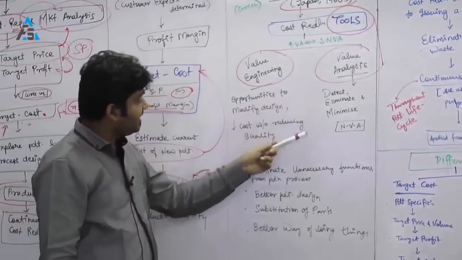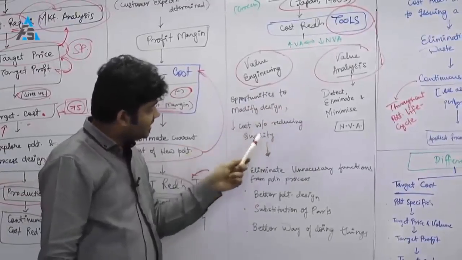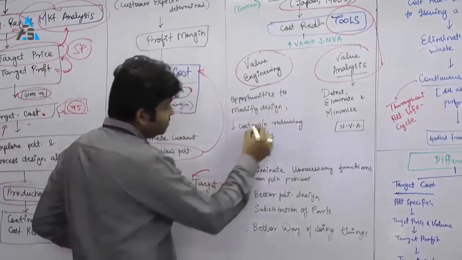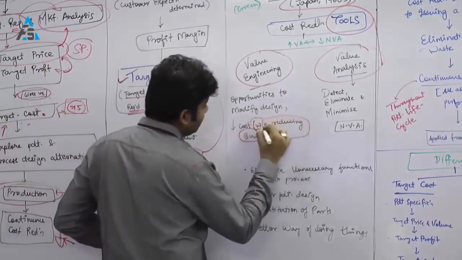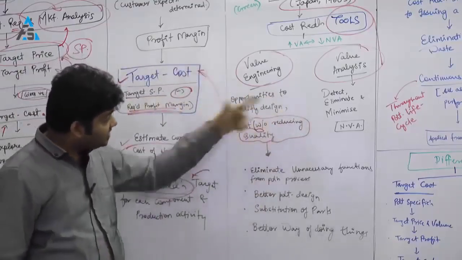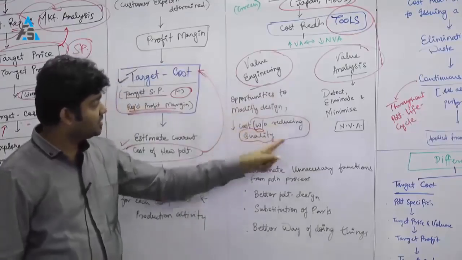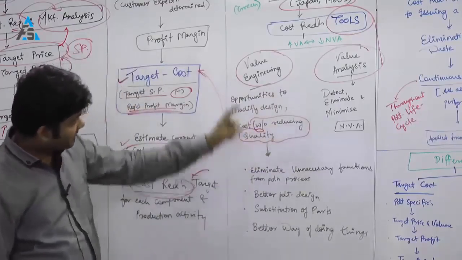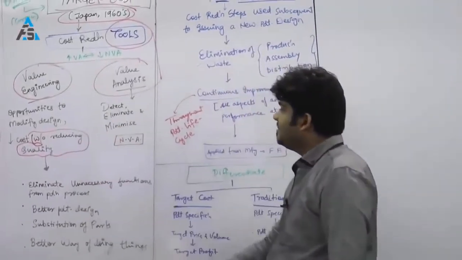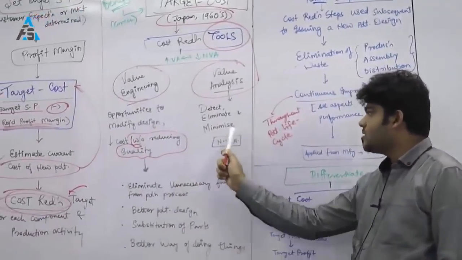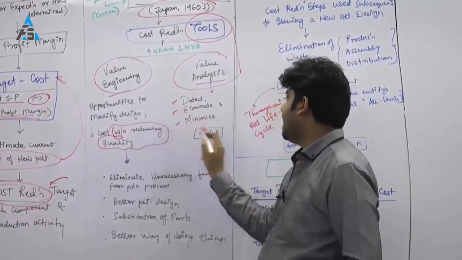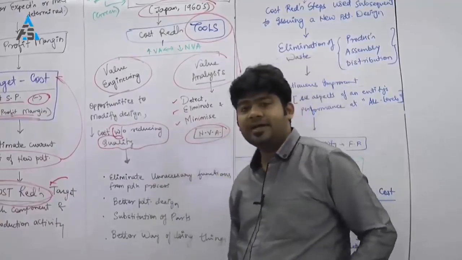Opportunities to modify design as a result of which there is a decrease in cost without reducing quality. Mind you, without reducing quality. So, opportunities to modify design which results in decreased cost without reducing product quality. And the second is value analysis, which is to detect, eliminate and minimize the non-value added activities. So, you will detect, eliminate and minimize the non-value added activities.